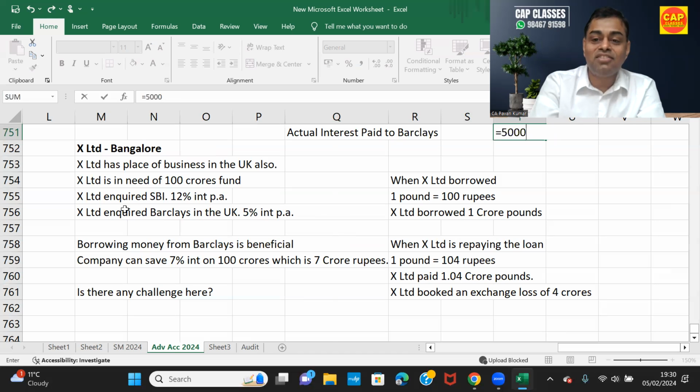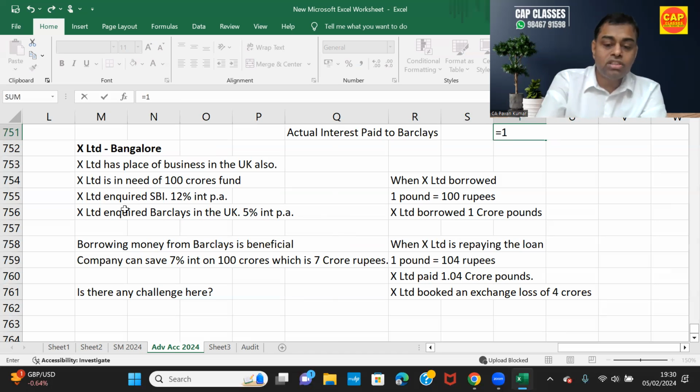How do you calculate it? It is equal to 1 crore pounds into 5%. That is how much you need to pay.